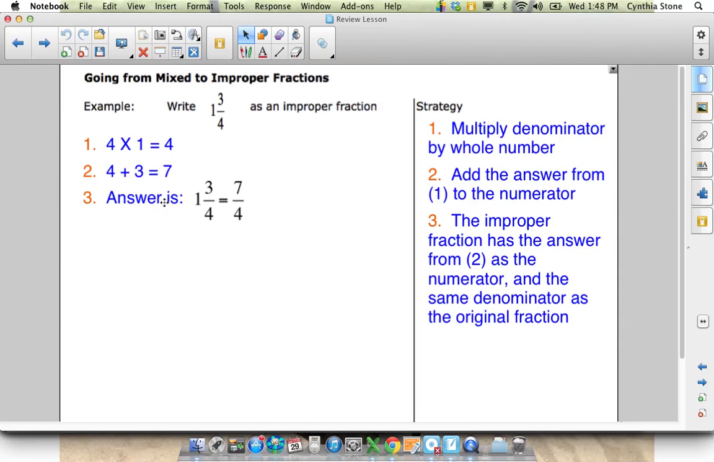And there's your answer. The other way that I would think of that, remember I said that's really 1 plus 3/4. Well, it'd be kind of the same as doing 4/4 plus 3/4 to get 7/4. That's why it is 7/4. Okay?